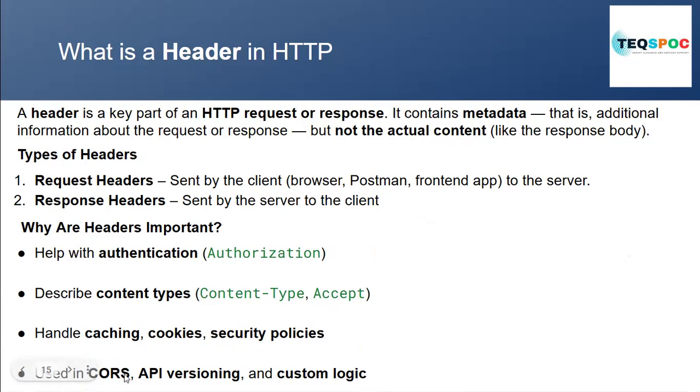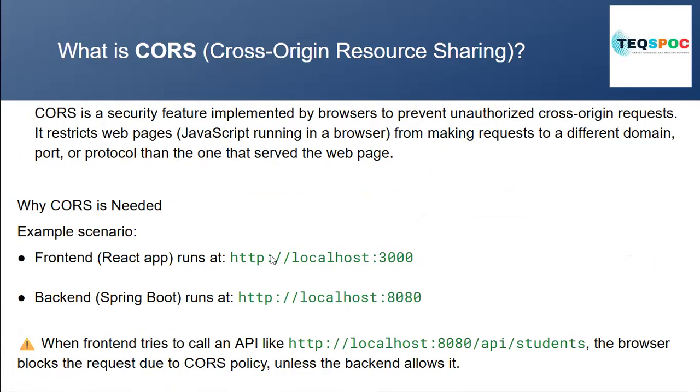Then what is CORS? That is cross origin resource sharing. Basically, cross origin resource sharing is a security feature implemented by the browser to prevent unauthorized cross origin requests. It restricts the web page, that is JavaScript running in the browser, from making a request to a different domain, port, or protocol than the one the web page was served from.